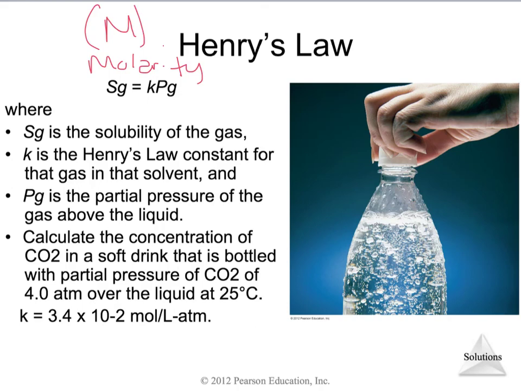K is just a proportionality constant. That proportionality constant is given to you down here below. So K equals 3.4 times 10 to the negative second moles per liter atmosphere. And finally, P_G is just the partial pressure of the gas above the liquid. Typically, if K is measured in atmospheres, our partial pressure should also be measured in atmospheres. And if it's not, we're going to have to do some type of pressure conversion.